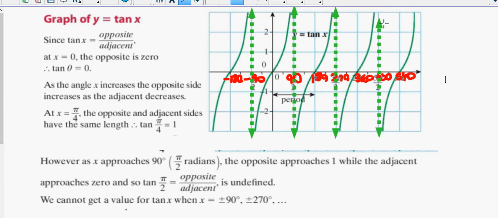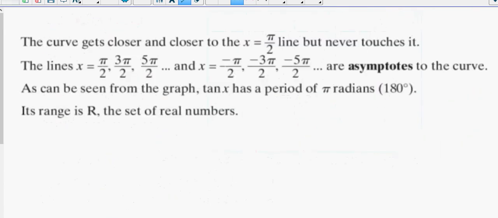Basically, adjacent approaches zero, so opposite over adjacent is undefined. So it means you cannot get a value for tan at these values. It gets close to the line pi over 2, close to those vertical lines, but it never actually touches them. So these are known as vertical asymptotes.